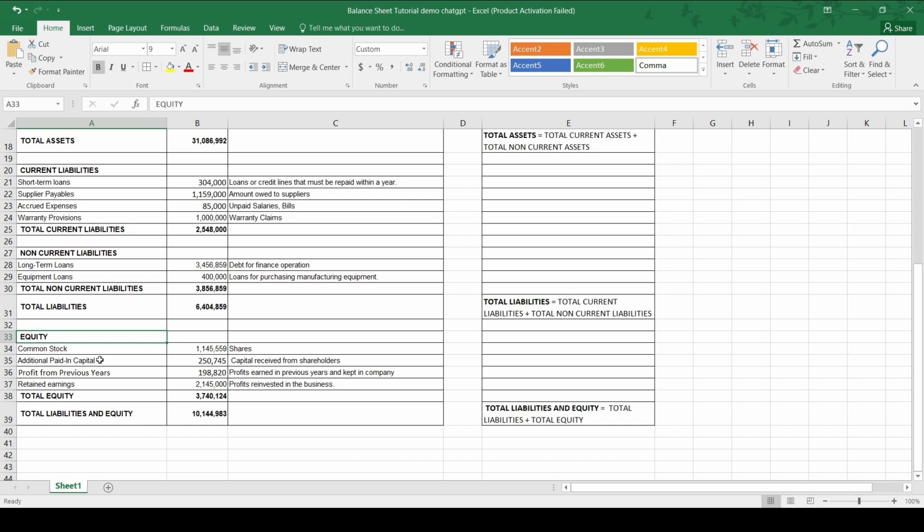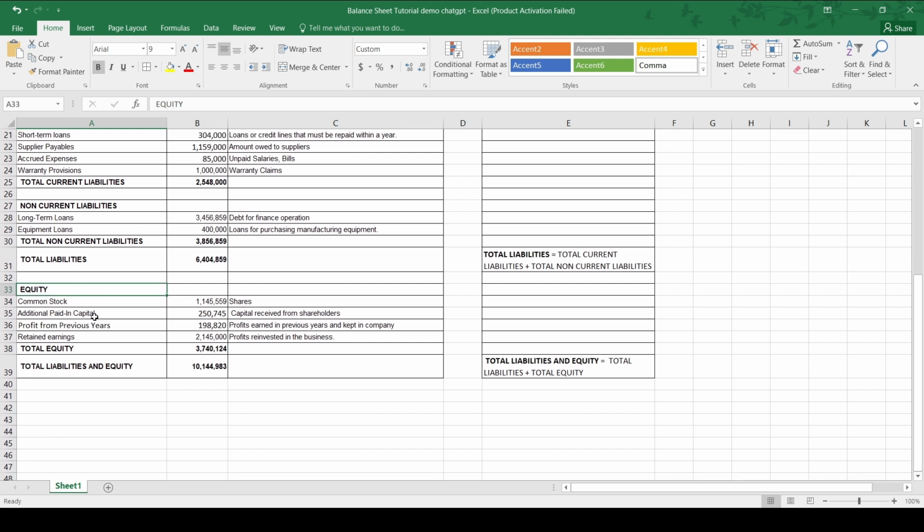Finally, let's discuss equity. Equity is the difference between what the company owns and what it owes. It means it's the difference between the assets and liabilities. It represents the ownership value in the company. It includes common stock, additional paid-in capital, profit from previous years, retained earnings, etc. What is common stock? Money raised by selling the shares of a company comes under common stock. Extra money invested by shareholders for the stock comes under additional paid-in capital.